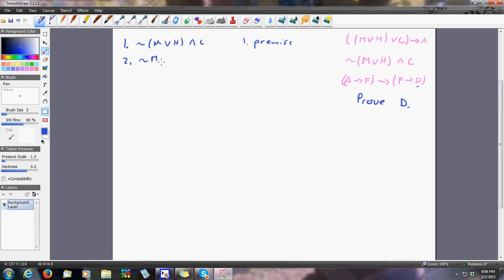So this gives me not M or not H, and C, but that's still kind of all in parentheses, and that's De Morgan's. And what I do is I write De Morgan's, and then I put down a little number 1 in parentheses because this is off the premise.